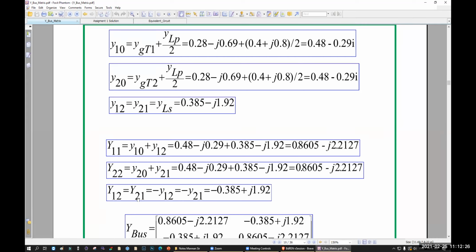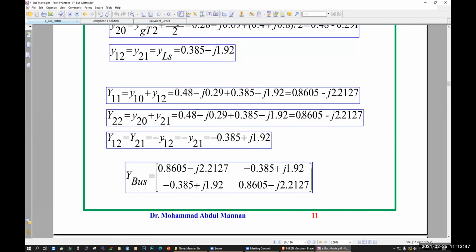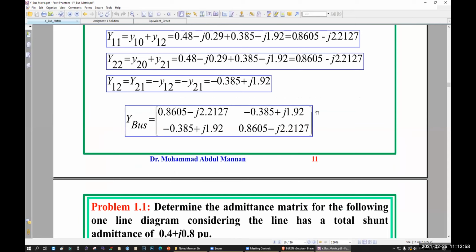Y12 is equal to y21, because they are the same, equal to minus. See the minus? Can you see the minus? Yes. Because this is mutual. These two are self. This one is mutual. So this will be opposite. So now you got all the components of your y bus: Y11, y12, y21, y22. Then your answer is complete. Y bus answer is complete.